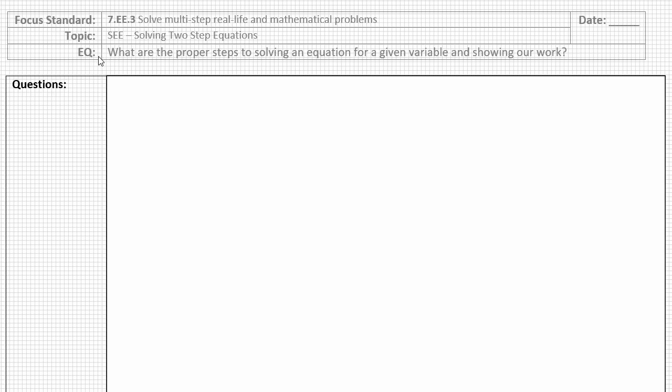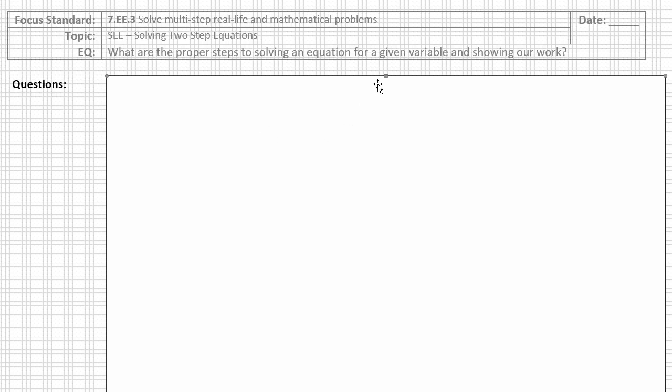Our essential question is, what are the proper steps to solving an equation for a given variable and showing our work? Please take a moment pausing the video if you need to copy down the topic and essential question into your header, along with today's date, set up your question column and your note column, and resume the video when you're ready to begin.